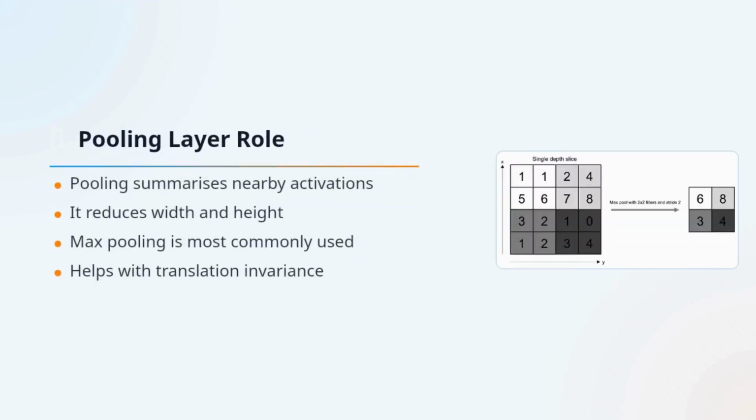After convolution, CNNs often use pooling to reduce the spatial size of the representation. Instead of keeping every value, pooling summarizes a small neighborhood, and max pooling usually keeps the highest value. This cuts down computation and also makes the network less sensitive to small shifts in object position. So pooling helps the model become more compact and more robust.